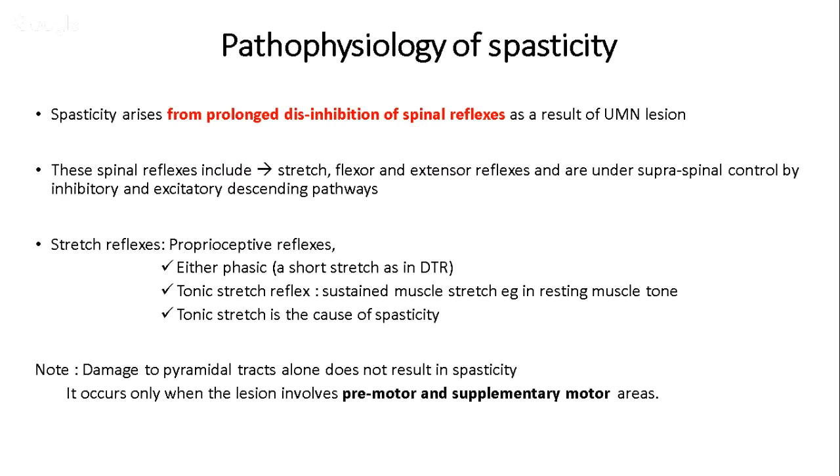spasticity. One more thing I'll discuss later: if you have a lesion of the pyramidal tract, the corticospinal tract, we all know that can cause upper motor neuron signs, but it causes more weakness rather than spasticity. It's more the involvement of the extrapyramidal tract that causes spasticity.